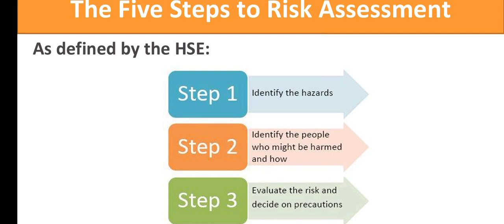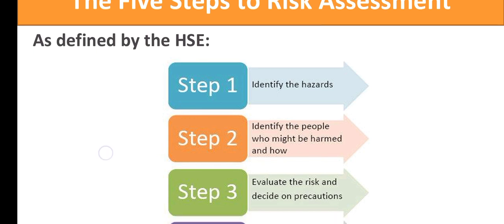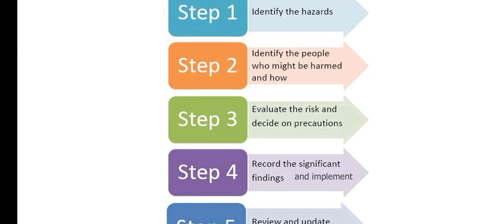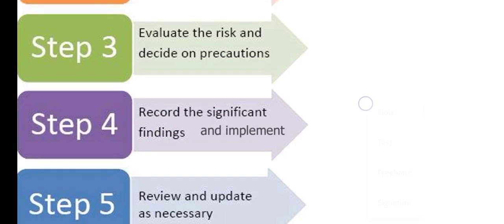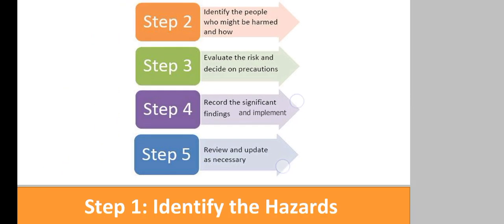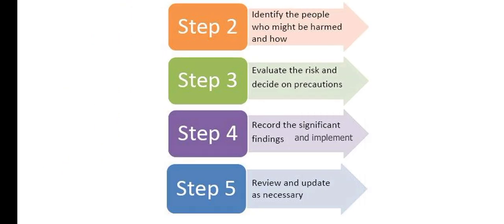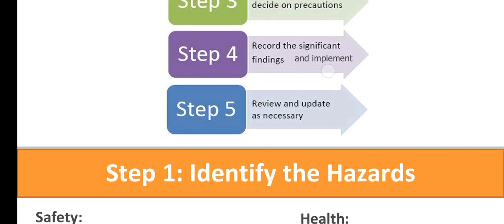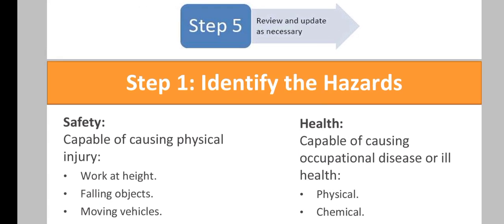So step 1, identify the hazards. Step 2, identify the people who might be harmed and how. Step 3, evaluate the risk and decide on precautions. Step 4, record the significant findings and implement. And then step 5, review and update as necessary. So these 5 steps I will explain one by one in 5 lectures. Okay, so the first step: identify the hazards.